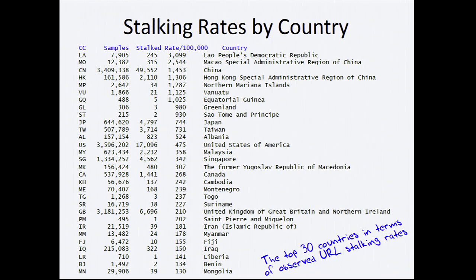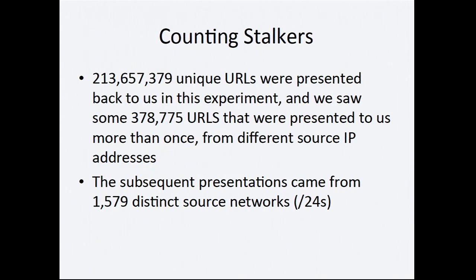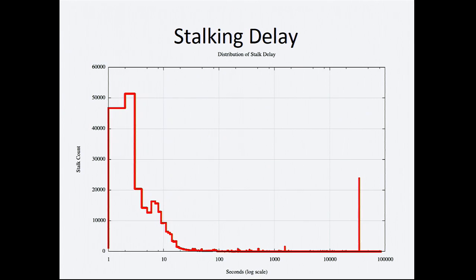Now, some of the samples are low. Google only gave me 306 ads presented in Greenland. Naughty Google. I want more Greenland, thank you. But the other countries, the sample rates are really quite good, so it's reasonable data. So, 213 million unique URLs, and some 378,000 were stalked. So let's have a look at the stalkers, those 1,579 source networks that are peering over collectively our shoulders, looking at everything we're doing.